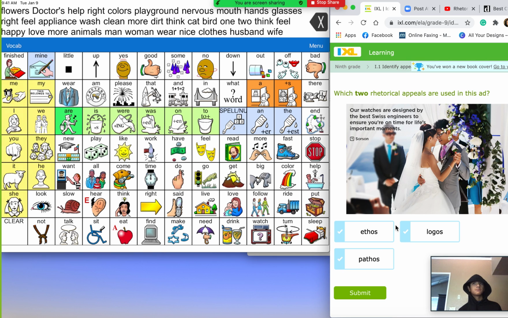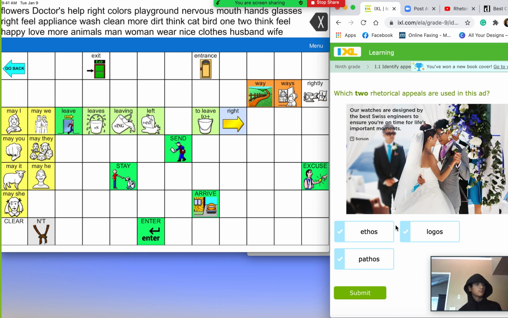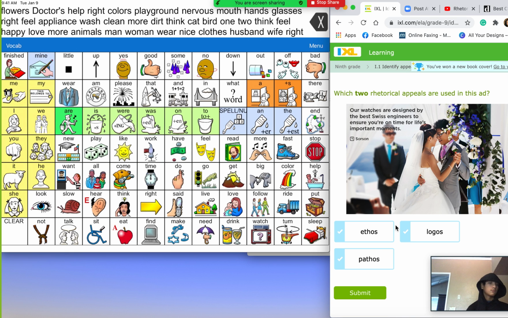Okay. So, let's read the text. Our watches are designed by the best Swiss engineers to ensure you're on time for life's important moments, right? So, what do you think there? Yeah, I think so too. Somebody is an expert. So that's probably one of them. And then click that one. And then there's another, because there's two here.